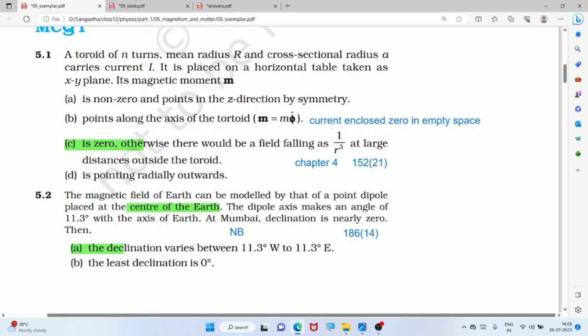A toroid of N turns, mean radius and cross-sectional area A, carries current I. It is placed on a horizontal table taken as the xy plane. The magnetic moment is 0, otherwise there would be a field falling as 1 by r cubed at a large distance. For a toroid, the magnetic field inside the empty space is 0, and the current enclosed is 0 in the empty space. In chapter 4 you can go through this page. So the magnetic field inside the toroid is 0, so the magnetic moment is 0.